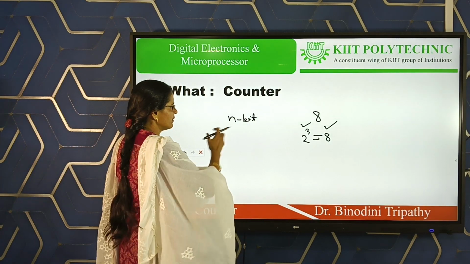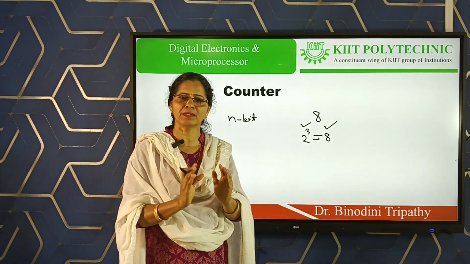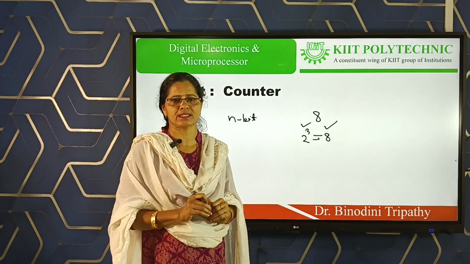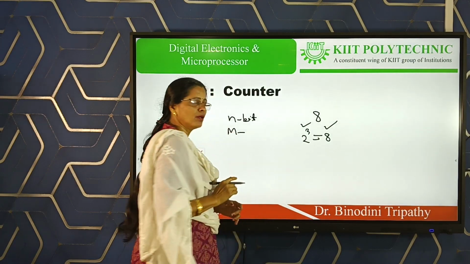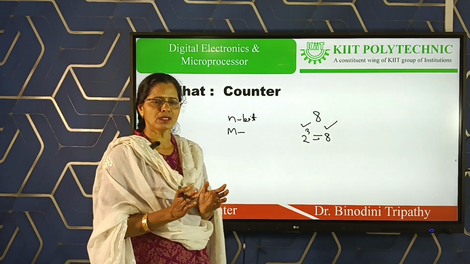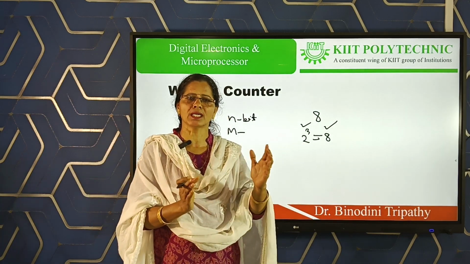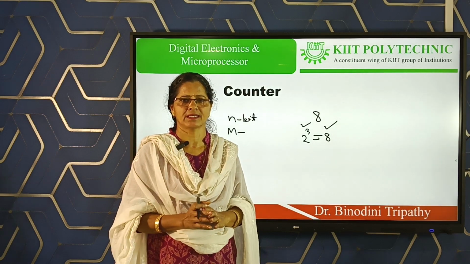Now return to the standard definition. N bit means n indicates the number of bits in a particular counting sequence, and m indicates the modulus value of the counter. What is the modulus value of a counter? The modulus value of a counter means the total number of counting sequences or the total number of occurrences of an event.